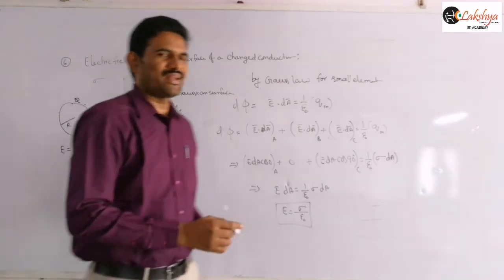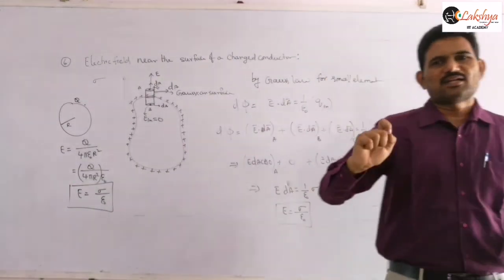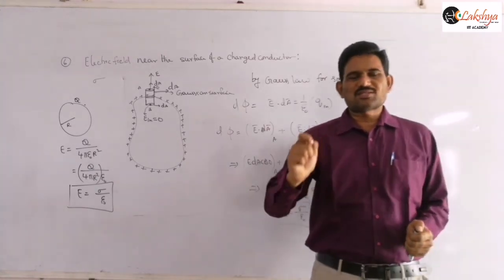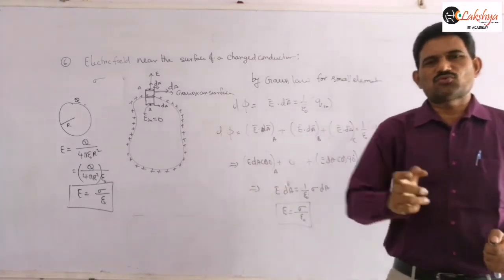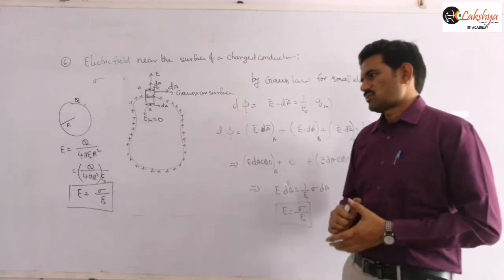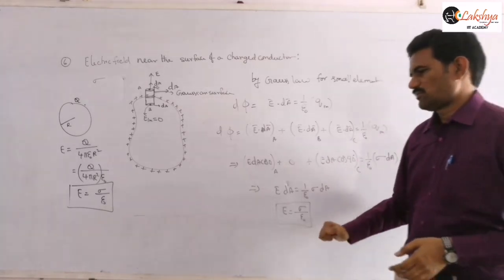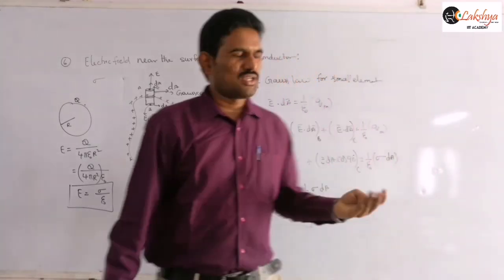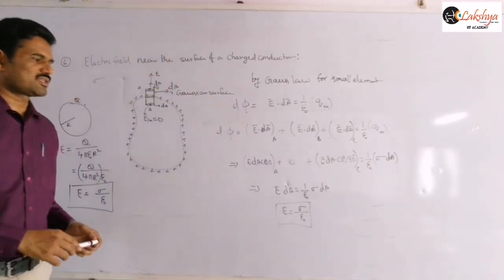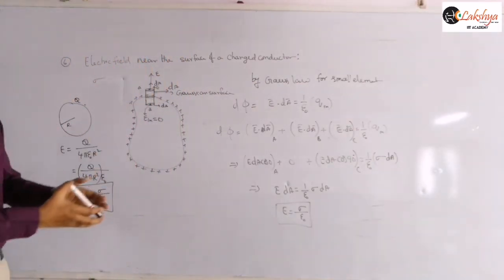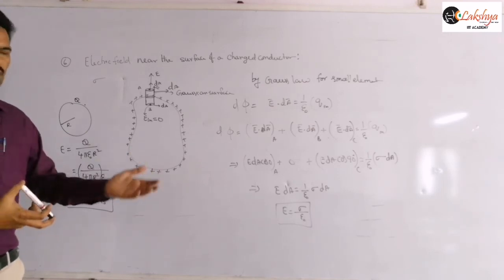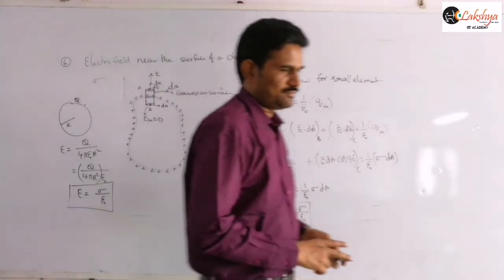So that is true for any conductor. The only restriction you need to remember is that it is just very close to the surface, or just outside the surface of the conductor. So mention that point: just outside a conductor of any shape, the electric field is given by the expression sigma by epsilon naught. You can use that for any conductor, that means any shape.